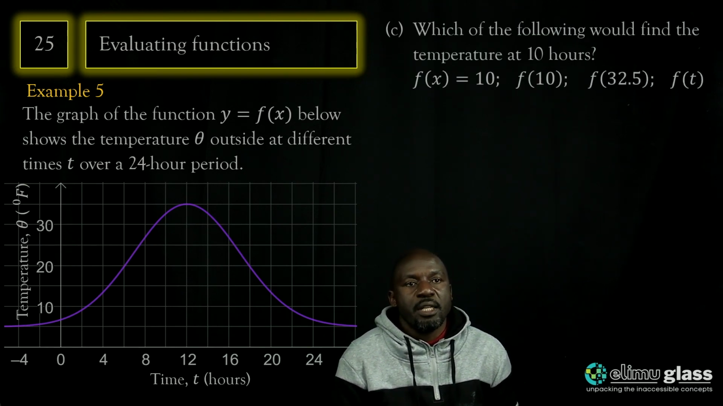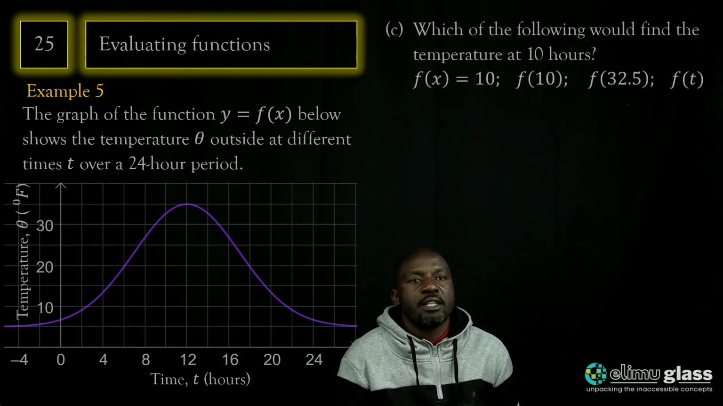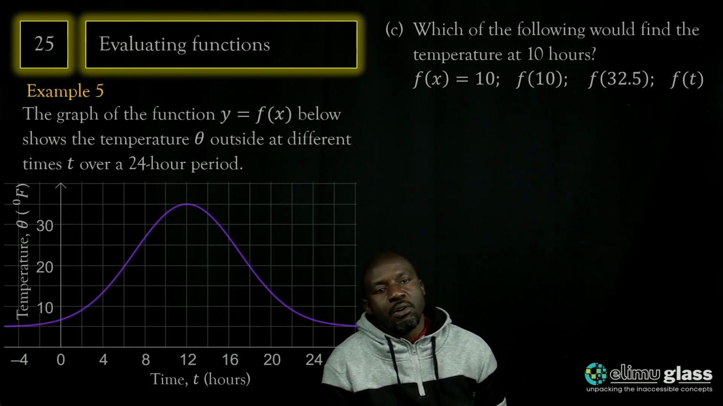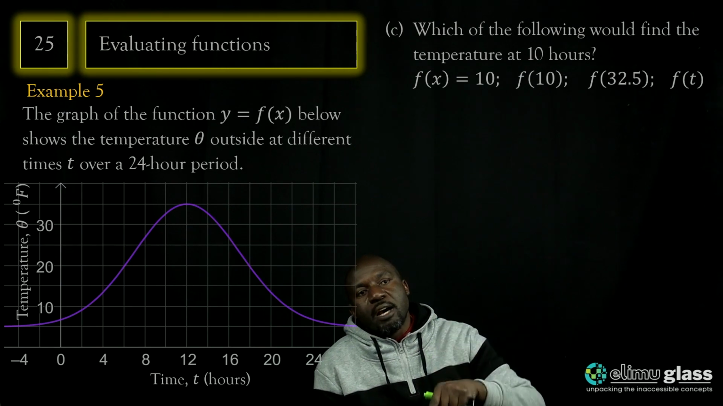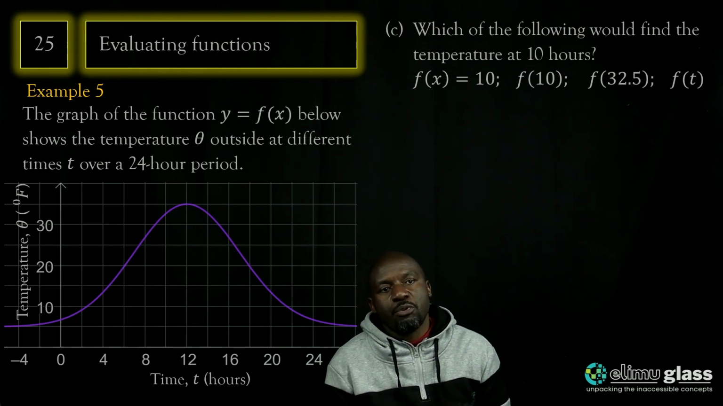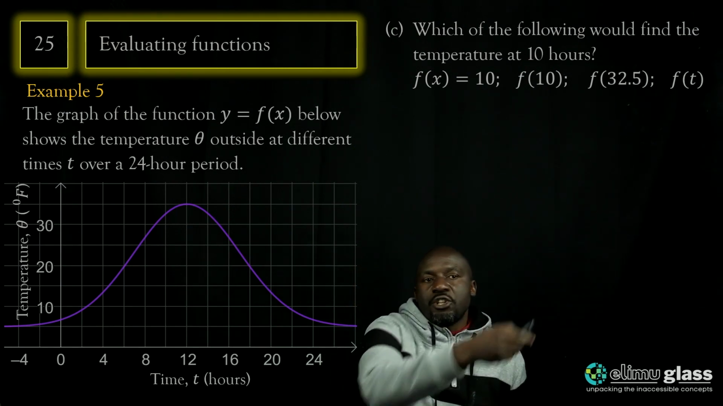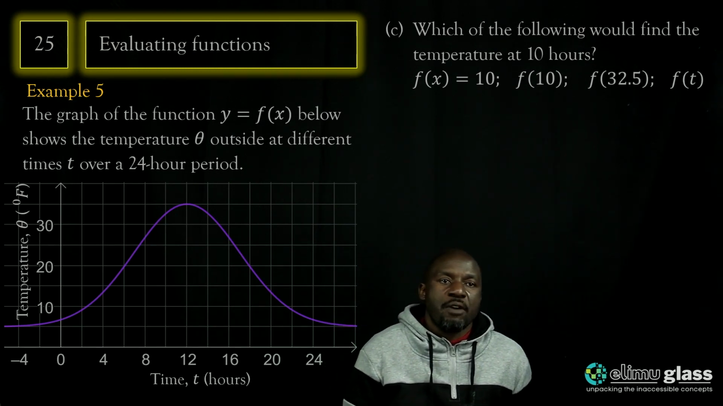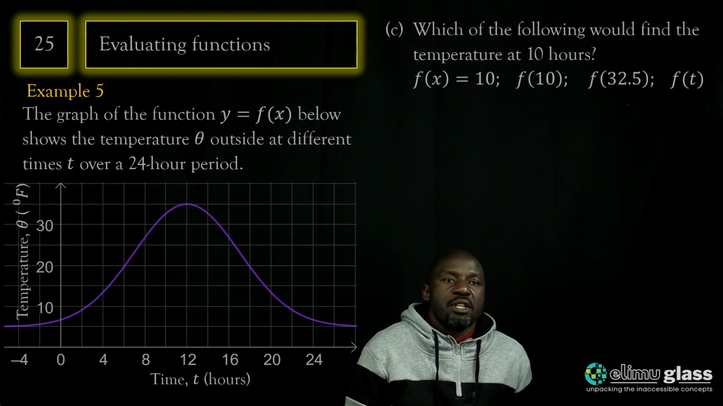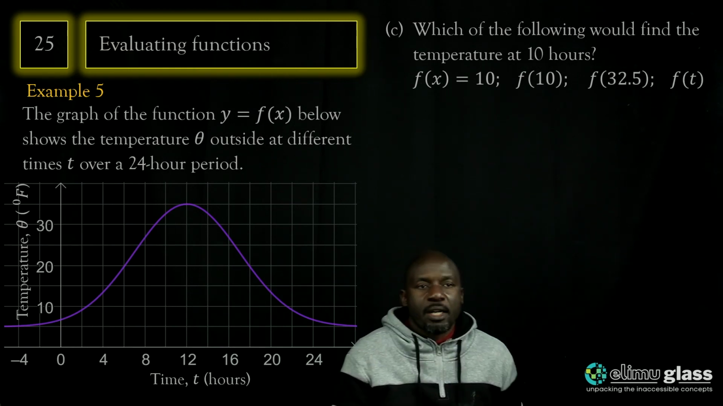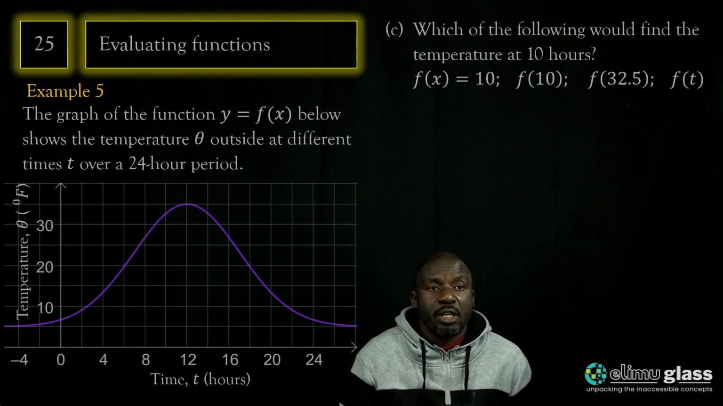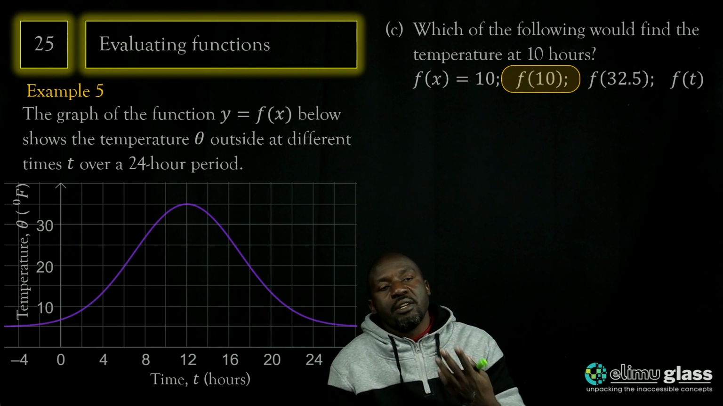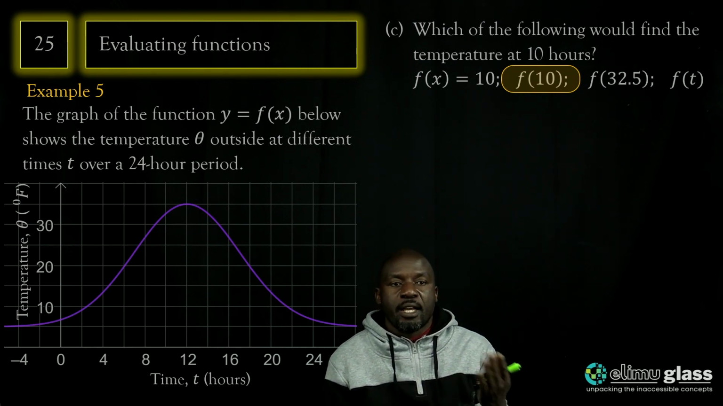All right, part C, which of the following would find the temperature at 10 hours? If we put in 10 hours, remember, that is the input, and we get an output. Which expression here will help us determine the temperature at 10 hours? We are given the input, which normally goes inside the bracket. Therefore, the answer to this question is the second one there, f of 10. What's the value of the function when x is 10?